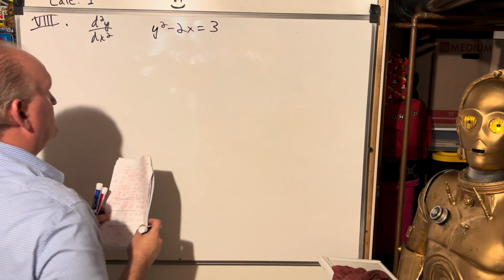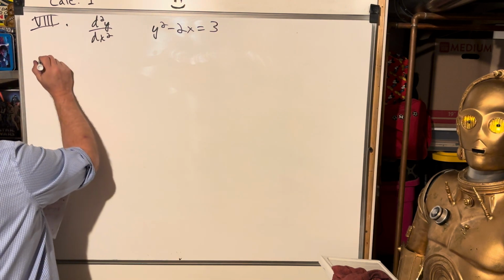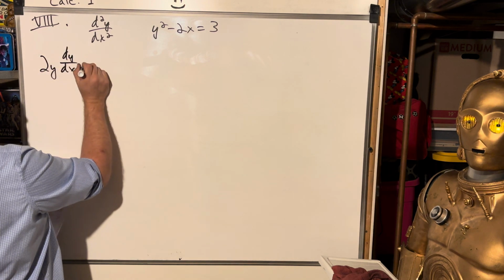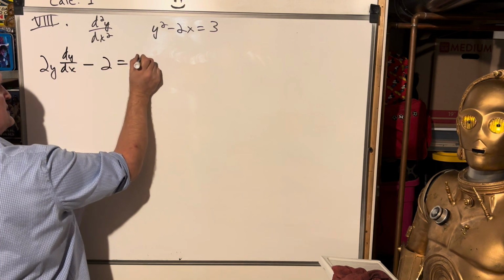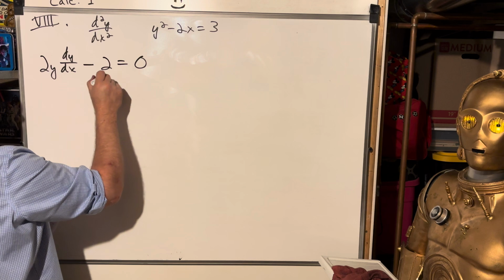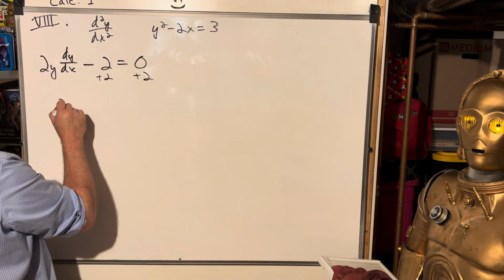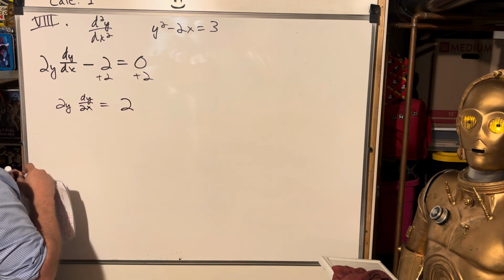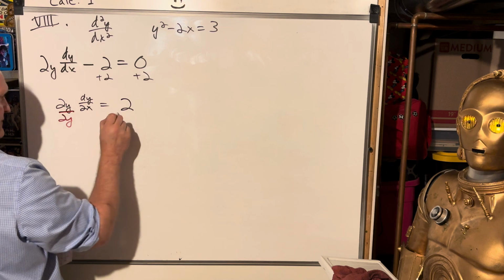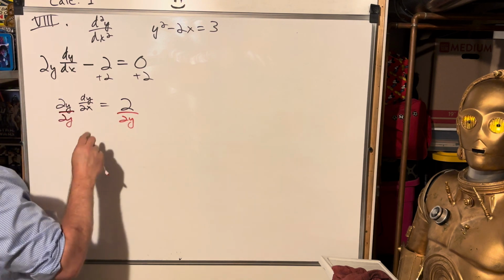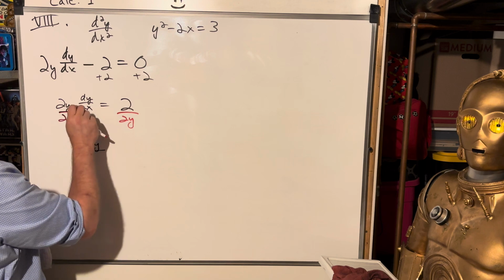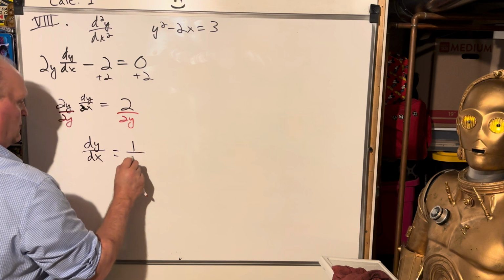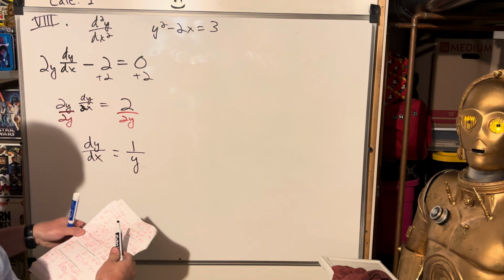So first, let's do the first derivative. We've got 2y dy/dx minus 2 equals 0. And we add the 2 over, and we got 2y dy/dx is equal to 2, and then we divide by 2y. And we got dy/dx is equal to 1 over y, or y to the negative 1.